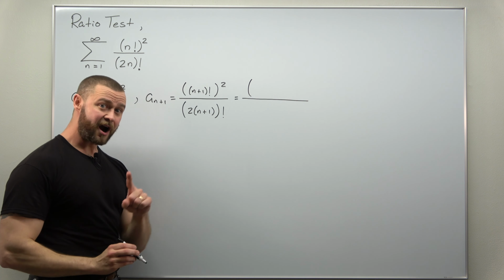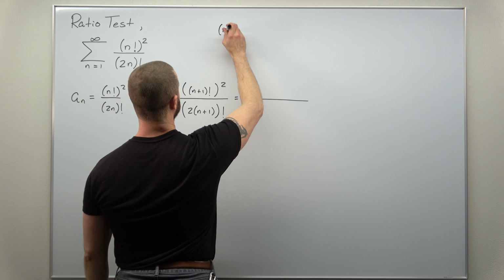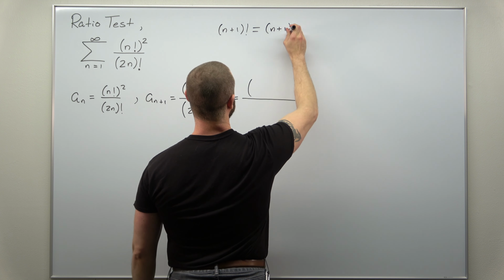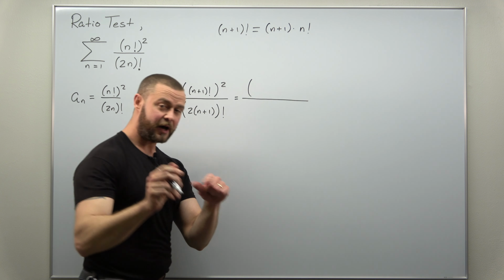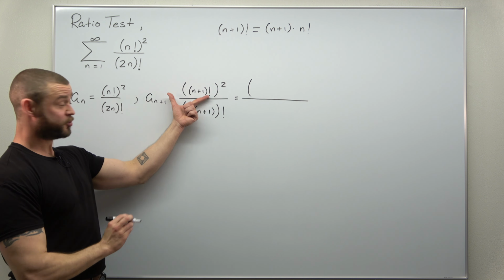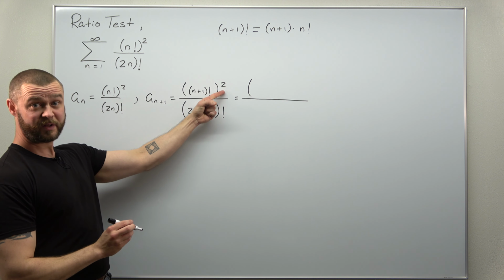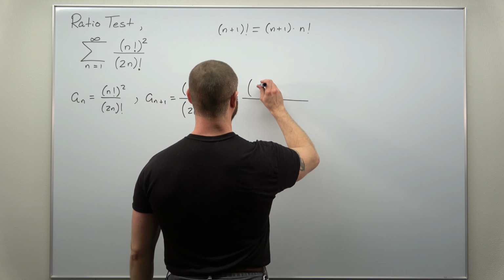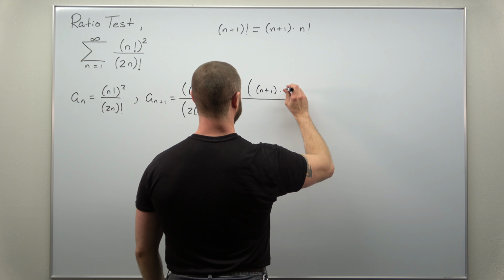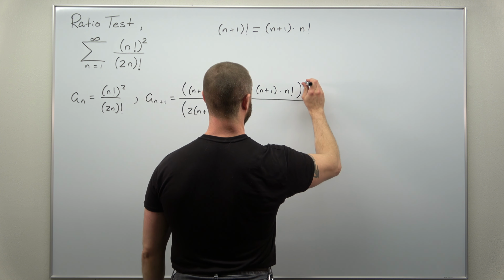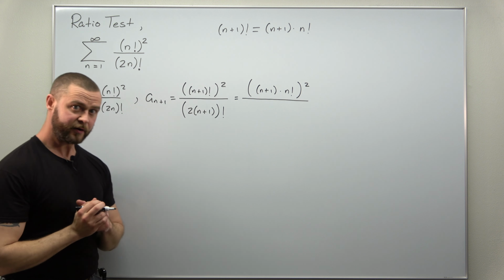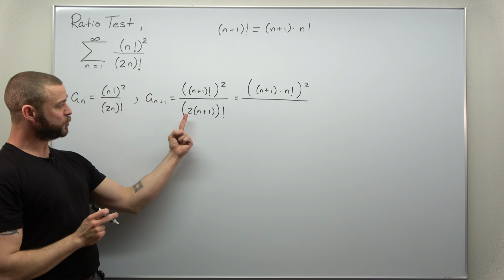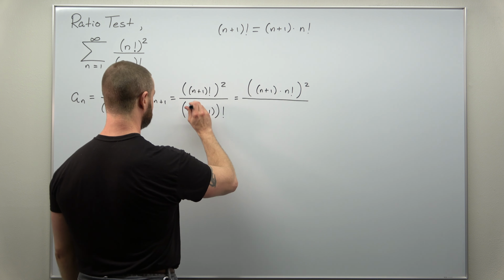So we're going to apply our factorial property. n plus 1 factorial is n plus 1 times n factorial. That's pretty much exactly the numerator here, but we're squaring that whole thing. So replace that, and we'll get n plus 1 times n factorial, and that's squared. And what I'm going to do is distribute this 2 through the parentheses.